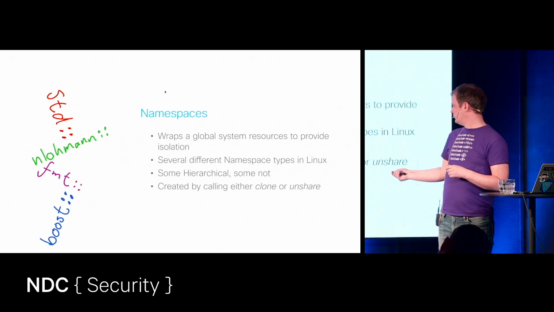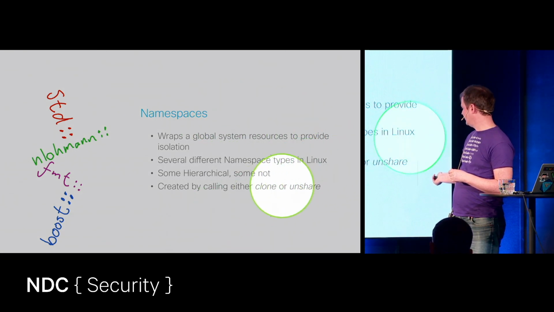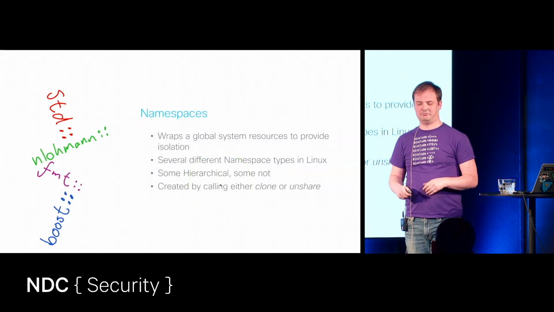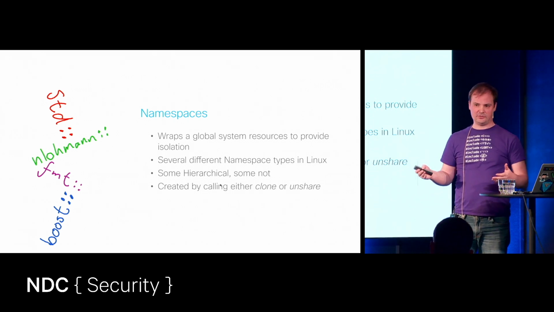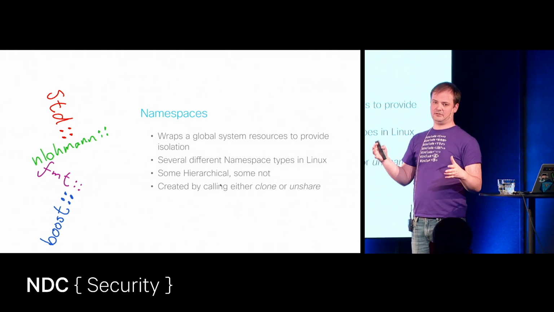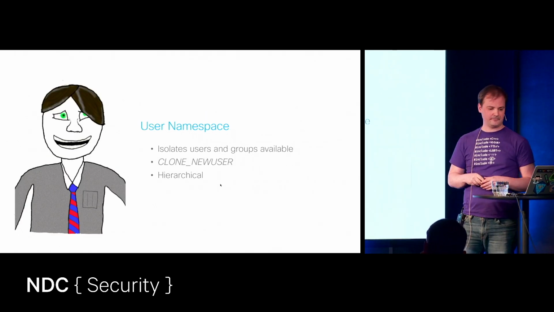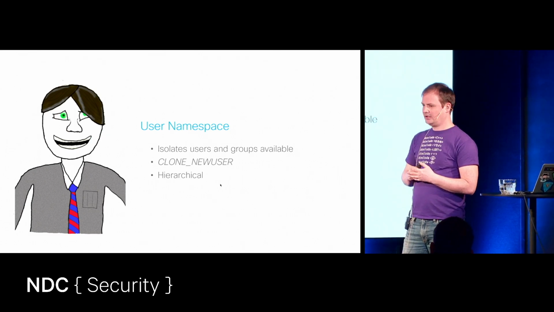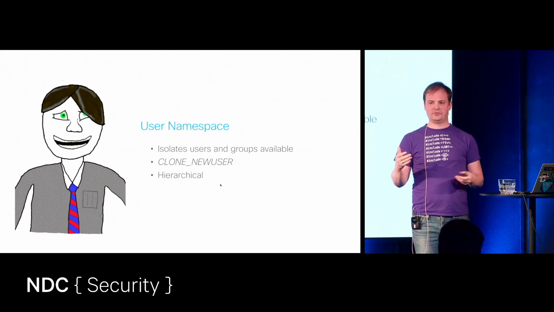We are going to use the unshare system call to make them. You could use clone, but clone is way more complicated, so I'm not going to start with that. We're going to use unshare, which is a simple way of creating and most of the time entering a namespace. And we'll start with the user namespace, which isolates users and groups.